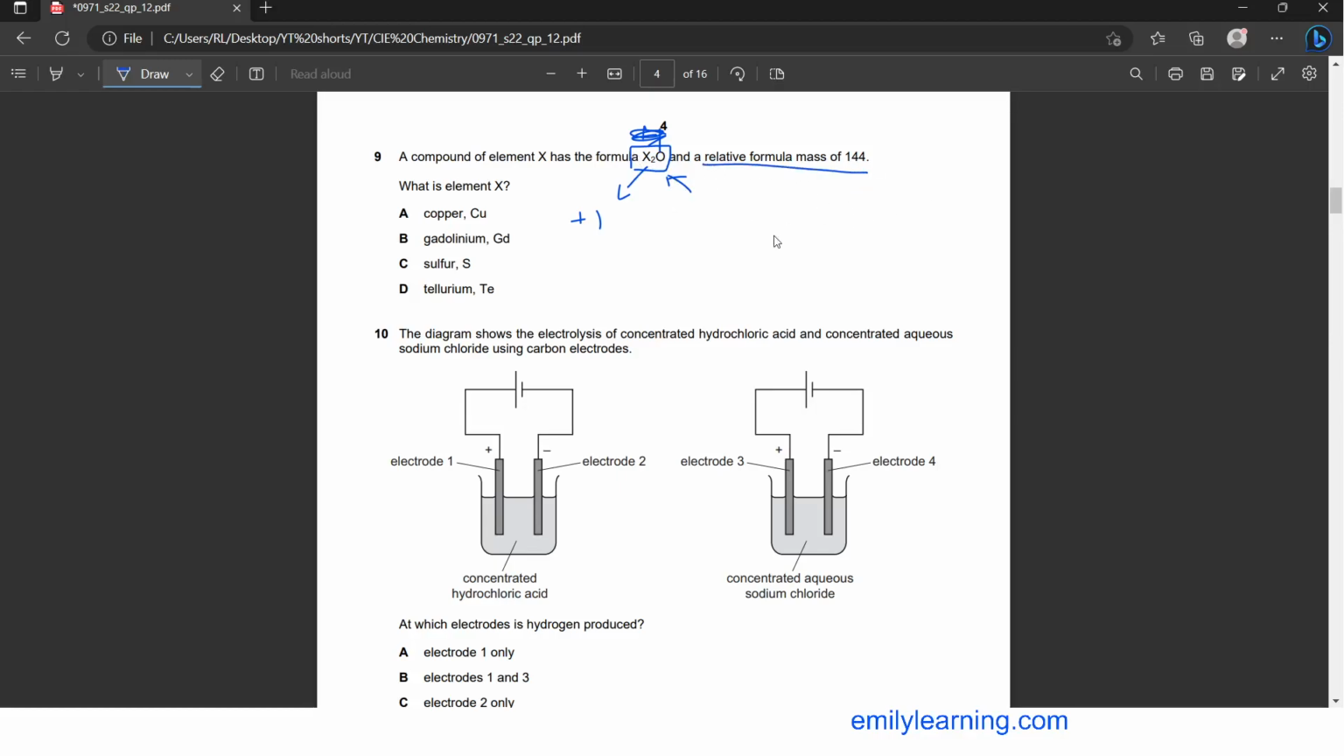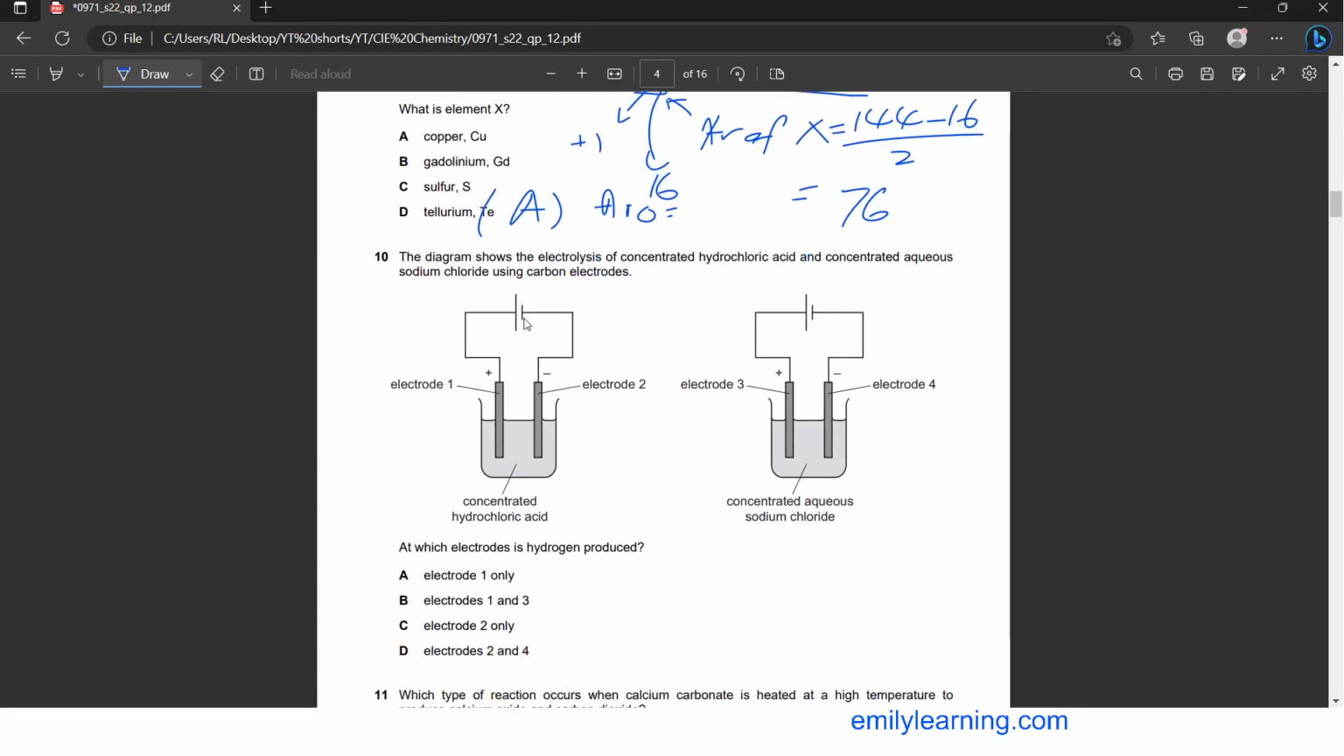Now we know that the relative formula mass is 144 and oxygen has a relative atomic mass of 16. So Ar of oxygen is equal to 16. So Ar of X will be equal to (144 minus 16) divided by 2, which will be equal to 76. Now I'm going to the periodic table to look for something which has an Ar of 76, which is copper. So the answer is A. It's possible to have copper(I), so therefore A is a possible answer.